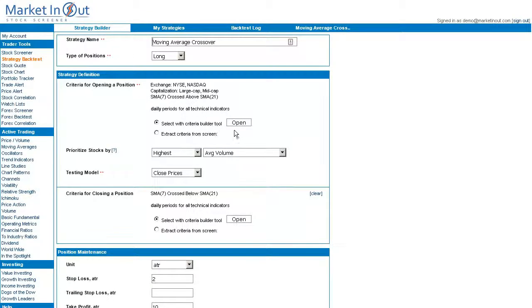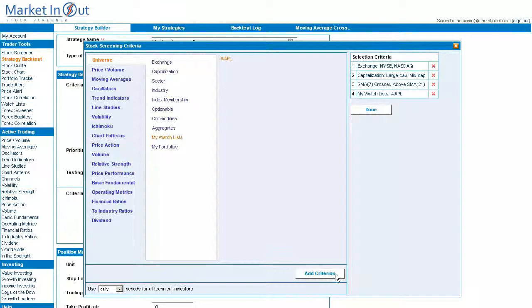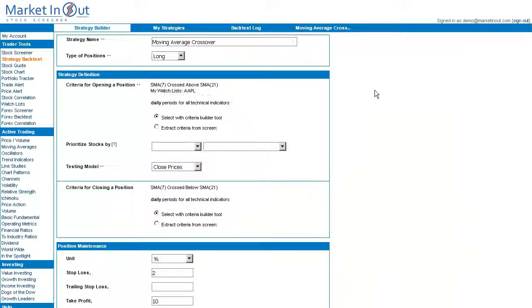So let's open the Criteria for Opening a Position pop-up dialog window and select Universe, My Watchlists from this criteria group, and select the watchlist that we have just created. Now we just click on the Add Criterion button. Since we have just specified the watchlist as our stock universe criteria, we can remove the exchange and capitalization criteria. Now I'll hit Done to finish the criteria selection.